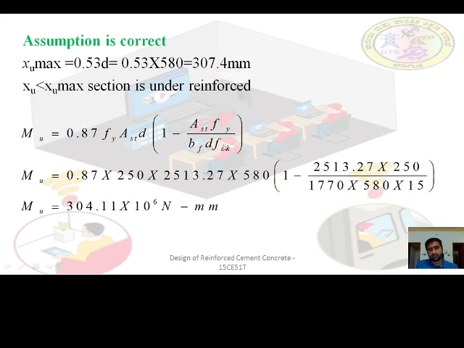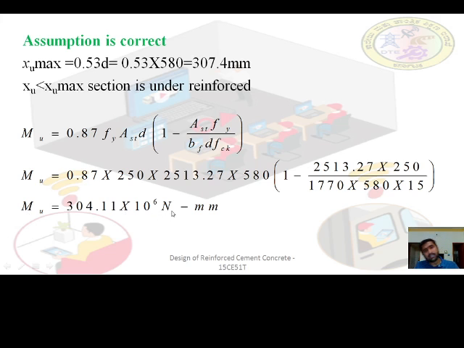So BF, as I told last time, is in meter, multiply by 1000, so that will be 1770 mm, multiply by the 580, that is the depth, into 50. So solve the bracket term first and multiply by it, so you will get the ultimate moment like this.